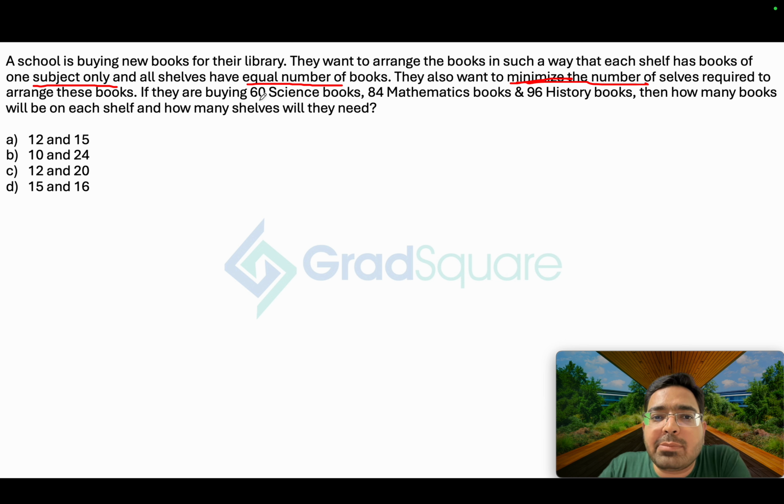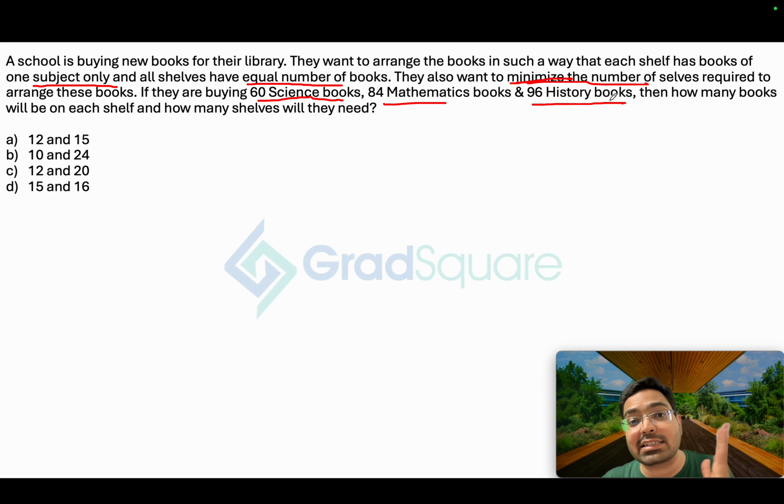Now they are buying how many books? They are buying 60 science books, 84 mathematics books, and 96 history books. Now understand this, if I only look at the first two conditions, which is a shelf can contain books of only one subject and all the shelves should have equal books, then I can place one book in each shelf. Then I'll get 60 shelves of science, 84 shelves of mathematics, and 96 shelves of history books. But the problem is they want to minimize the number of shelves required.